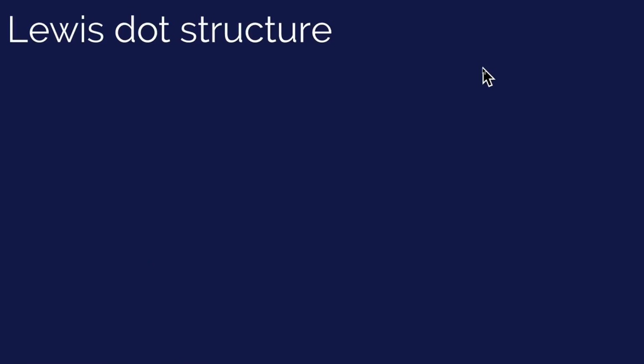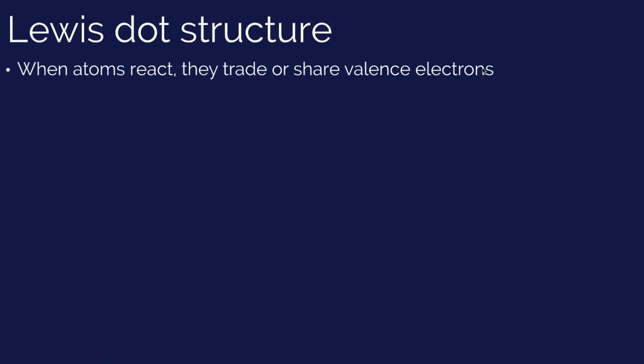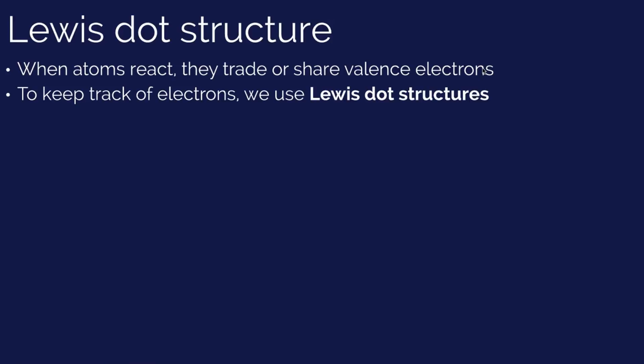Now that we are talking about compounds, we need to first start with how to write them so we can make sense of them later. So what we need to know for now is that to make a compound, atoms will react, and when they do that, they're either trading or sharing their valence electrons. And the way that we can keep track of these valence electrons and know where they are at all times is that we use what is called the Lewis dot structures.